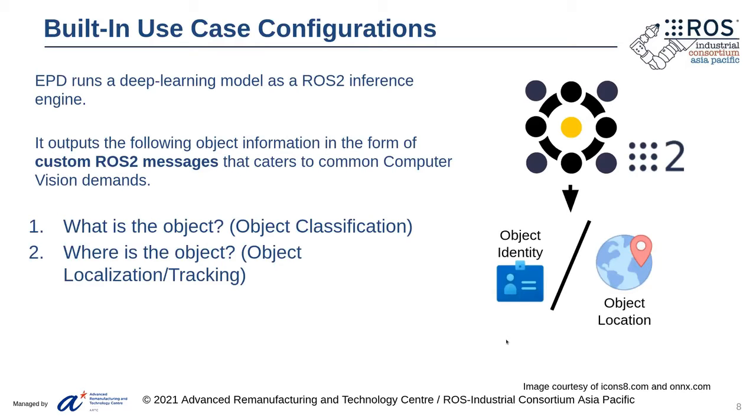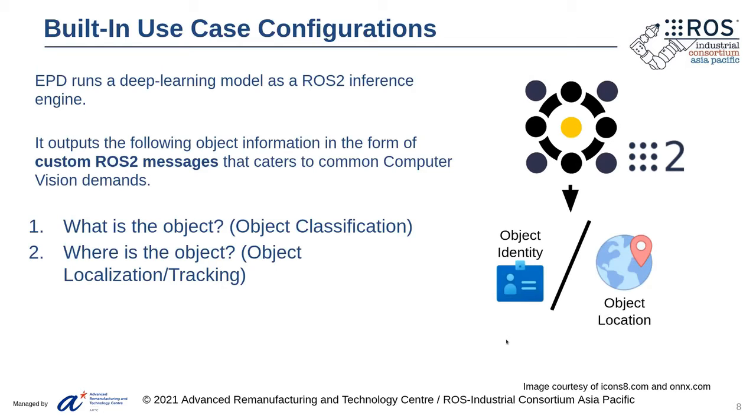Now, for what exactly this model does, I keep on talking about training the model, I keep on talking about deploying the model, but what is the model actually doing? Well, for deep learning models that we use in EPD, our main concern is this. We want to take in a 2D image, and we want to know what is the object in the frame, and then where is the object, which are all covered under three main use cases.